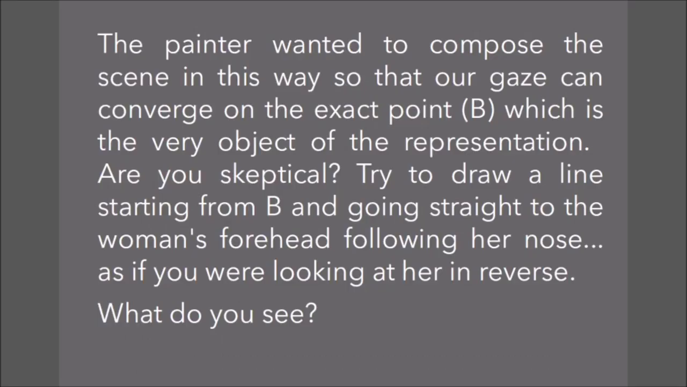The painter wanted to compose the scene in this way, so that our gaze can converge on the exact point B, which is the very object of the representation. Are you skeptical? Try to draw a line starting from B and going straight to the woman's forehead, following her nose, as if you were looking at her in reverse. What do you see?